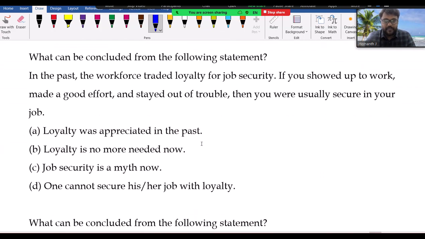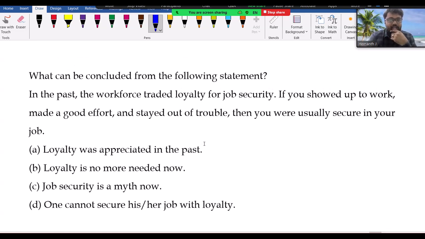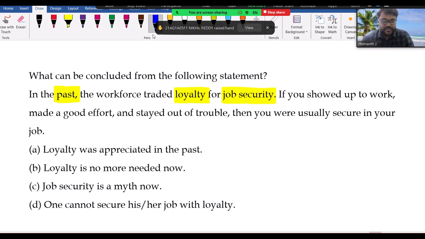Now, what can be concluded from the statement? In the past, the workforce traded loyalty for job security. Listen, in the past, the workforce traded loyalty for job security. If you are loyal, your job is safe. If you showed up to work, made a good effort and stayed out of trouble, then you were usually secure in your job. That's what they mentioned. Now, is loyalty no more needed?